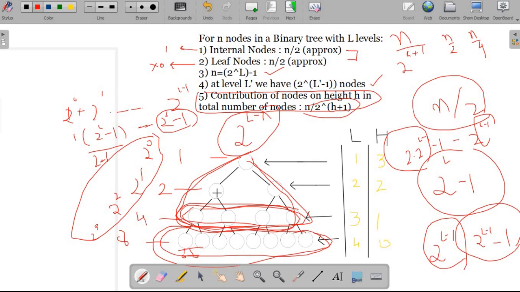Now let's see if this is true or not. See, over here I had 1, 2, 3, 4, 5, 6, 7, 7 plus 8, 15 nodes. And in this level I had only 4 nodes. So this is approximately n by 4, so this level or this height has contributed n by 4 nodes if the total number of nodes in the binary tree is n. Similarly for the rest of the levels.